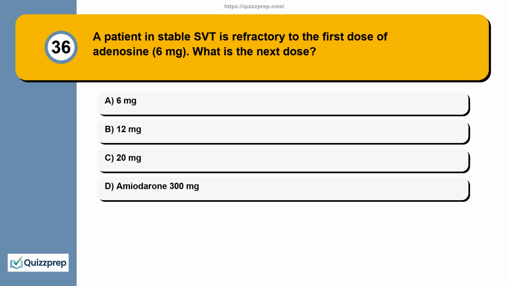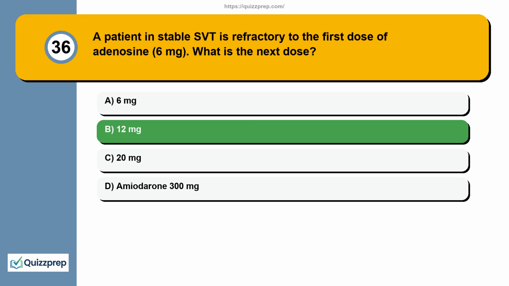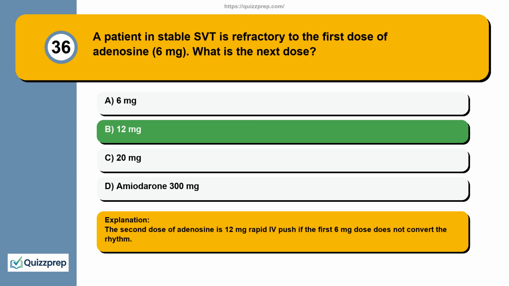Question 36. A patient in stable SVT is refractory to the first dose of adenosine, 6 mg. What is the next dose? 6 mg, 12 mg, 20 mg, amiodarone 300 mg. The second dose of adenosine is 12 mg rapid IV push if the first 6 mg dose does not convert the rhythm.